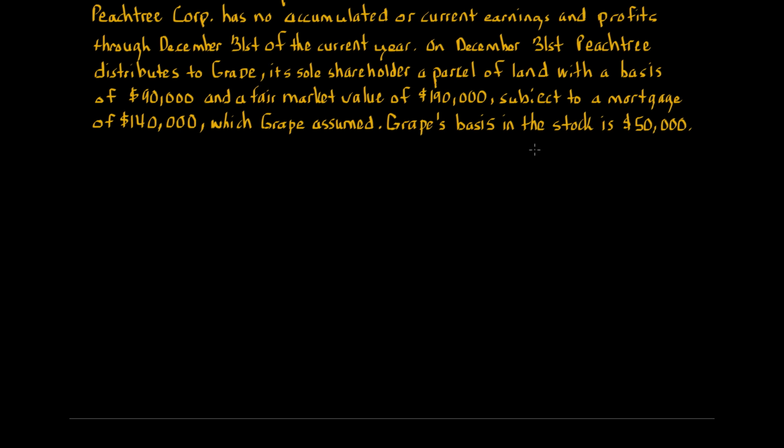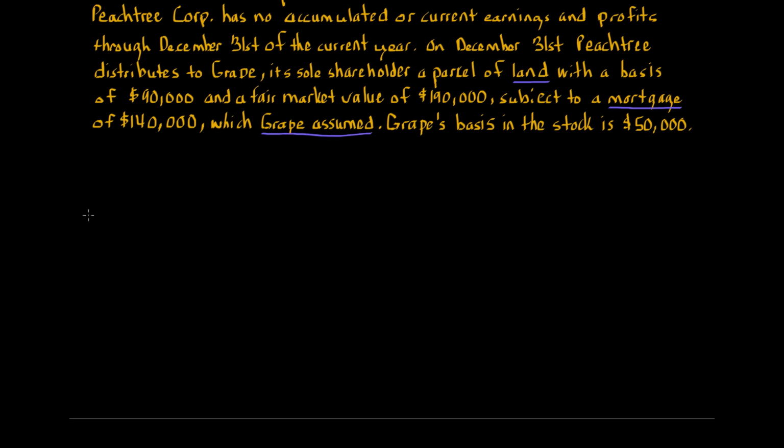Okay, so looking at this problem, Grape is receiving a parcel of land that has a liability on it, subject to a mortgage. It's subject to a mortgage which Grape is going to assume. Grape assumes that mortgage, so that's extremely important to understand this problem. Anytime we have a distribution, remember, distribution in the tax law is not the same definition as a dividend. A distribution might be a dividend, but it also might not, depending on the facts and circumstances.